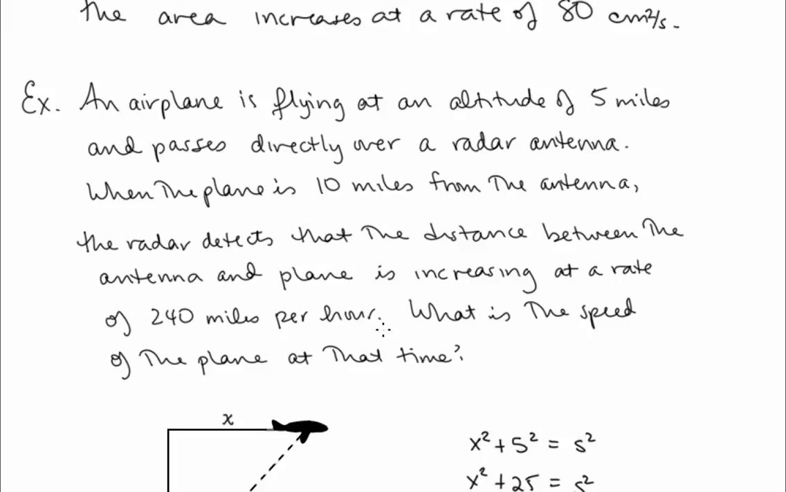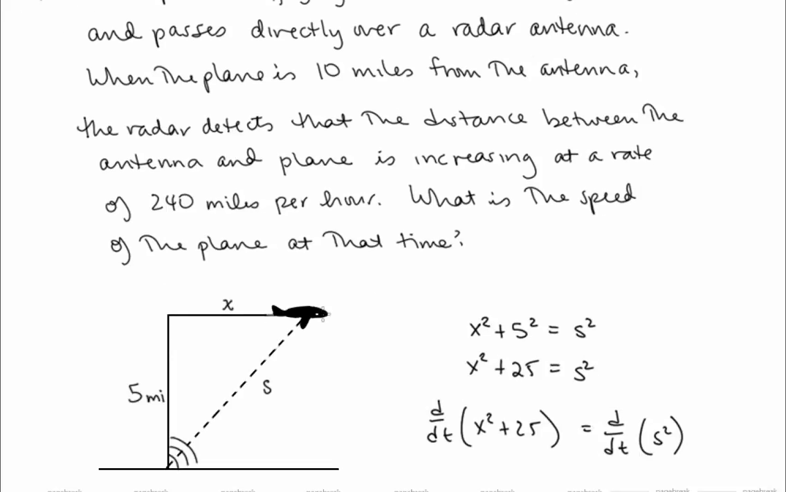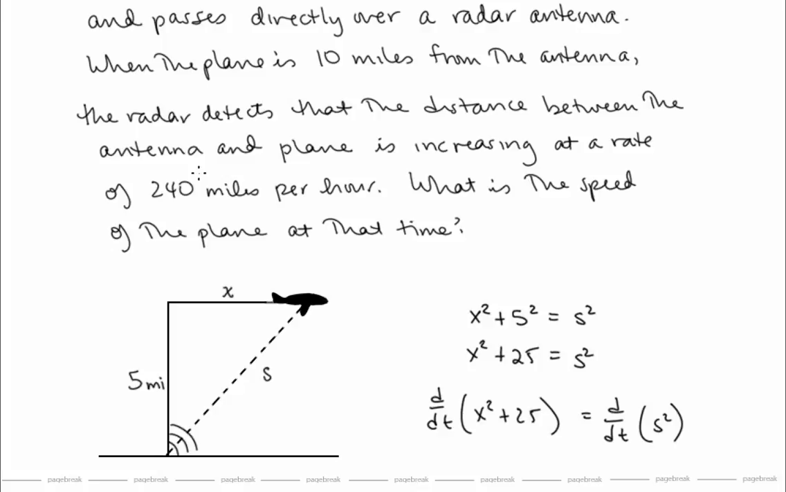Okay, an airplane is flying at an altitude of 5 miles, so its altitude is going to be constant, and so it's flying horizontally, 5 miles above a radar antenna. When the plane is 10 miles from the antenna, in other words, when s is equal to 10, the radar detects that the distance between the antenna and the plane is increasing at a rate of 240 miles per hour. They're giving us the rate of change of this distance. We want to know the speed of the plane at that time. So we want to know the rate of change of horizontal distance, dx/dt, at that time.